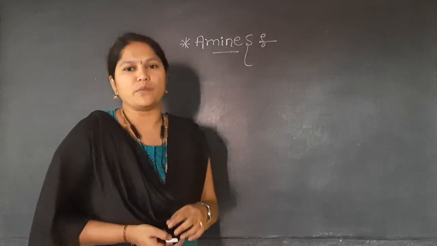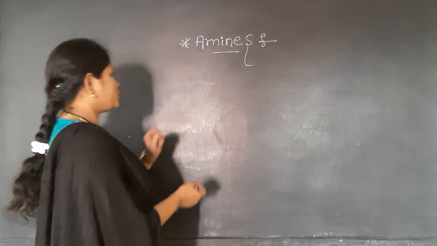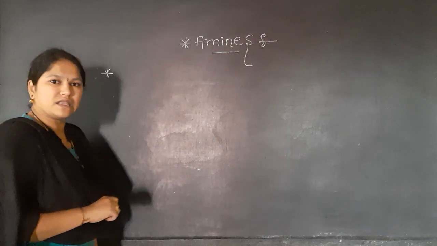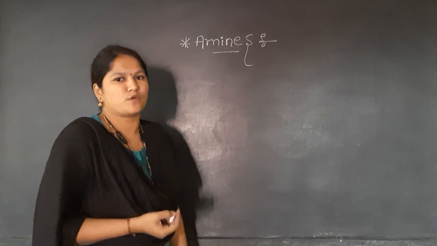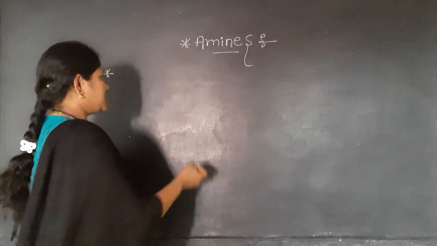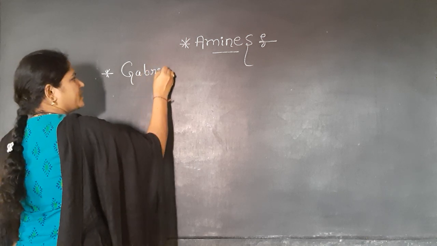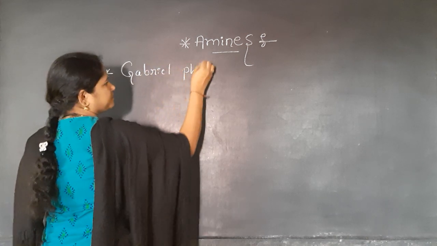Next, the remaining two important named reactions. In this session today we are going to discuss those particular named reactions. One is Gabriel phthalimide synthesis and the other is Hofmann bromamide degradation reaction. Let's move on one by one now. That is Gabriel phthalimide synthesis.